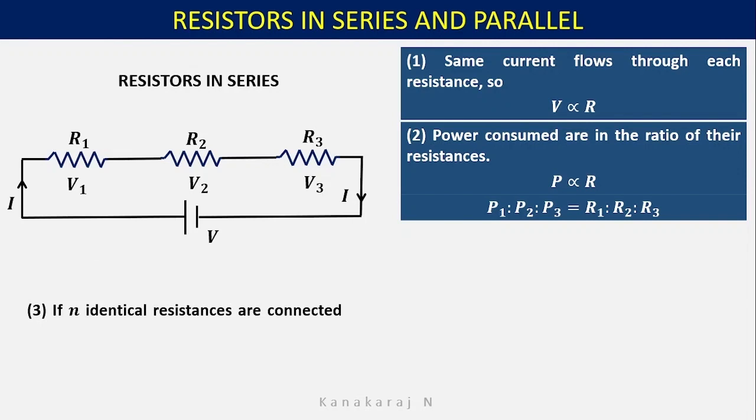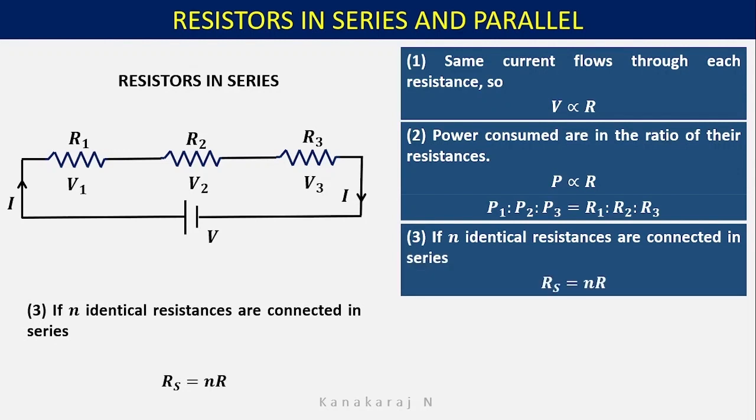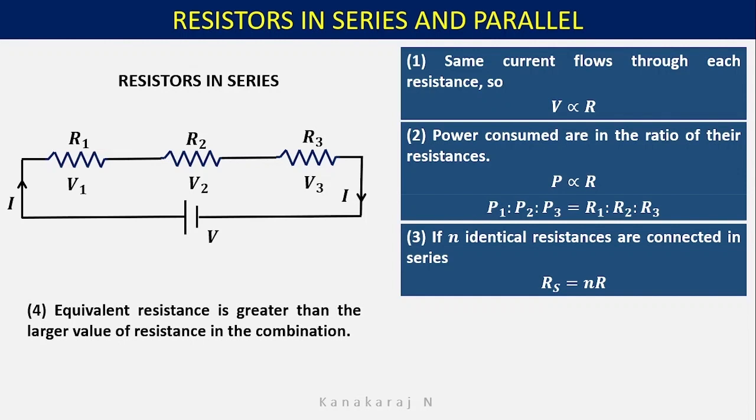If n identical resistances are connected in series, then the effective resistance Rs equals n times R. Equivalent resistance is greater than the larger value of the resistances in the combination. Rs must be greater than the maximum of R1, R2 or R3.